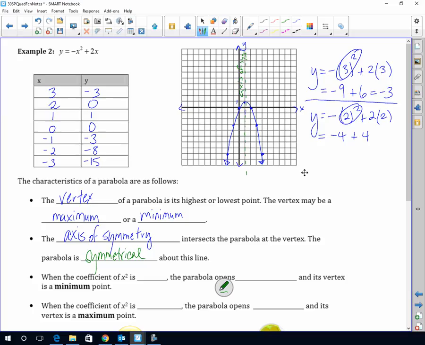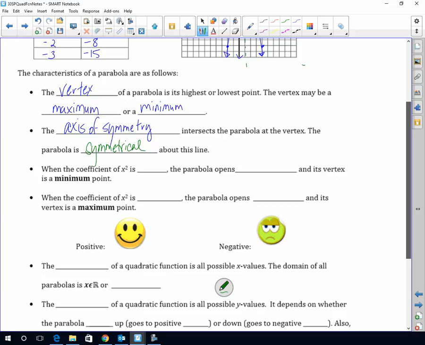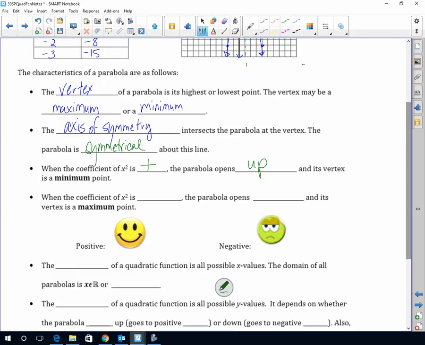Now, what made my parabola turn upside down in example 2 versus right side up in the first example? Yes. When the coefficient of x squared is positive, we'll say a plus, the parabola opens, we say up, and its vertex is at a minimum point. When the coefficient of x squared is negative, the parabola opens down, and the vertex is a maximum point.